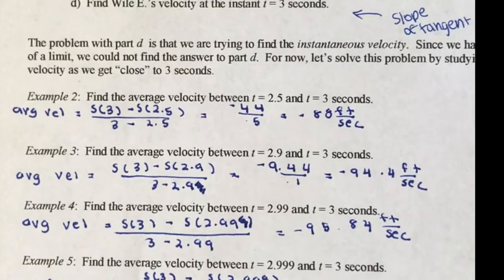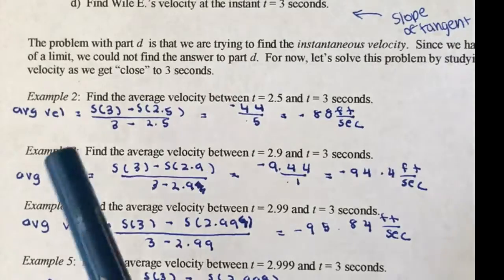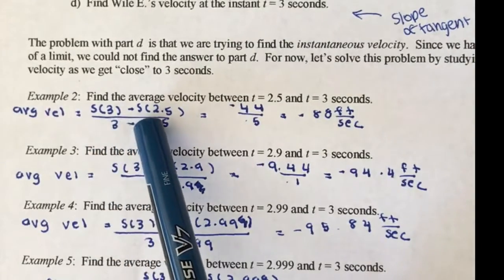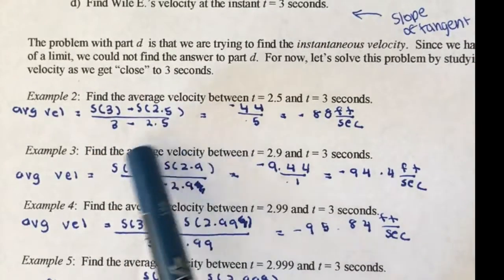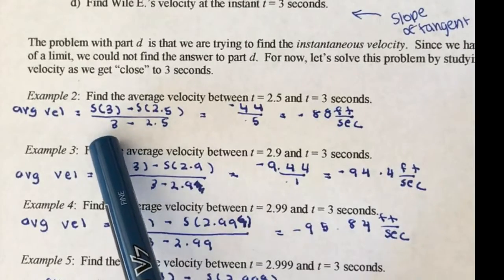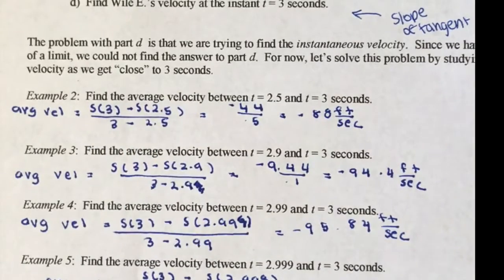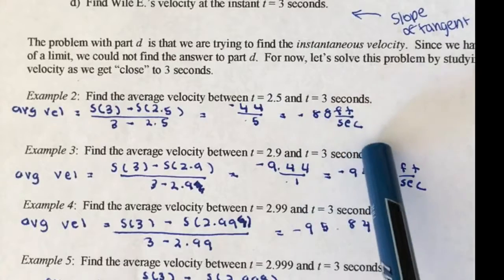Next, we're going to study what happens to the velocity as we get really close to 3 seconds. So first thing we're going to do is find the average velocity between 2.5 seconds and 3 seconds. And so then you would find the position at 3 seconds, subtract that from the position at 2.5 seconds, and then subtract 3 seconds from 2.5 seconds. And you'll get negative 88 feet per second.